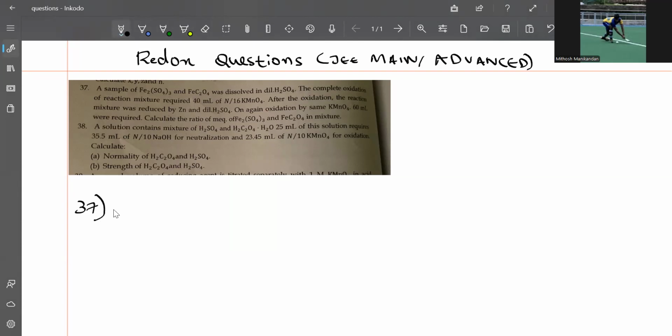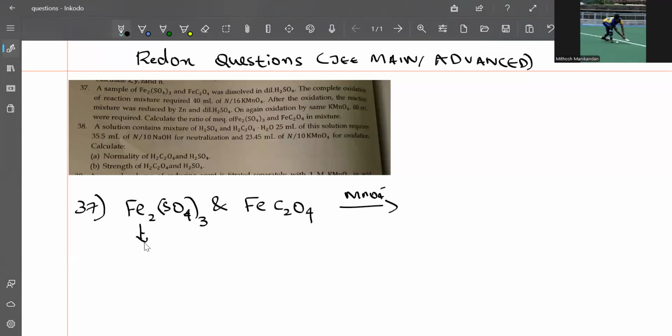So a sample of Fe2(SO4)3, right? We have Fe2(SO4)3 and FeC2O4, dissolved in dilute H2SO4. So that means it's an acidic solution, and we are oxidizing it with KMnO4. So MnO4 minus. Okay.